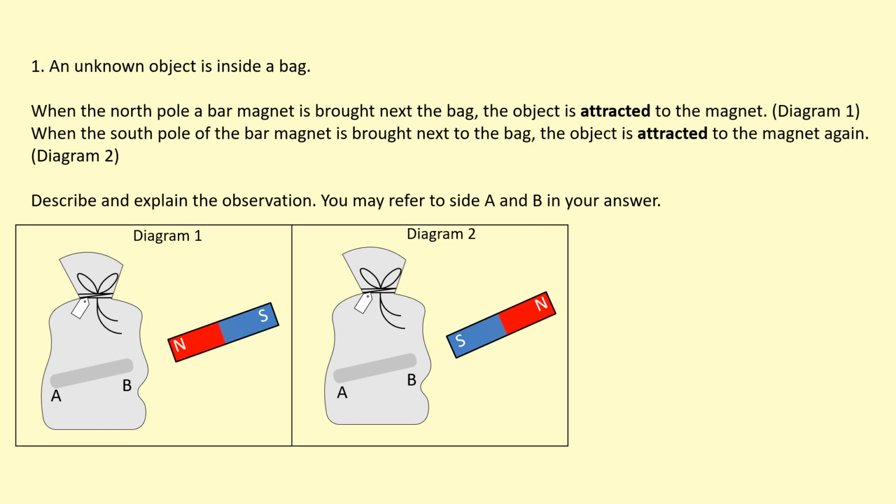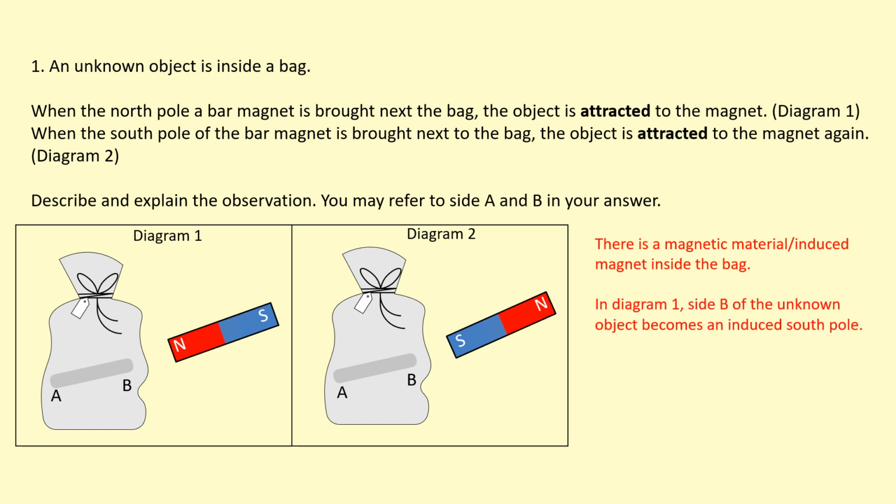Now, if it's always attracting, hopefully it's obvious that it's a magnetic material inside the bag. And why is it attracting? Well, when you bring the north pole in diagram 1, it's because side B is becoming a south pole and is getting magnetized, like so, and is attracting it. While in diagram 2, side B is actually becoming a north pole and is being magnetized like that, so that it always attracts.